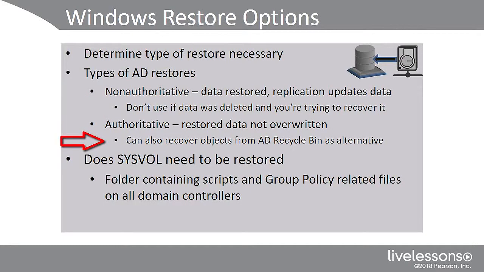The authoritative restore is what you're going to want to use if you're trying to recover data. The restored data is not overwritten. So if I bring back an item that was deleted, it's not going to clobber that when it performs replication. We can also perform this type of restore using the Active Directory recycle bin.